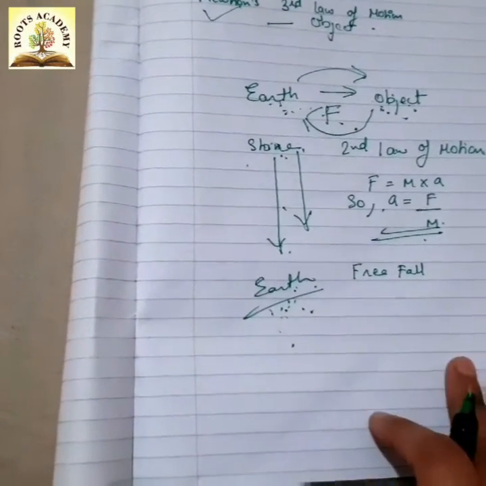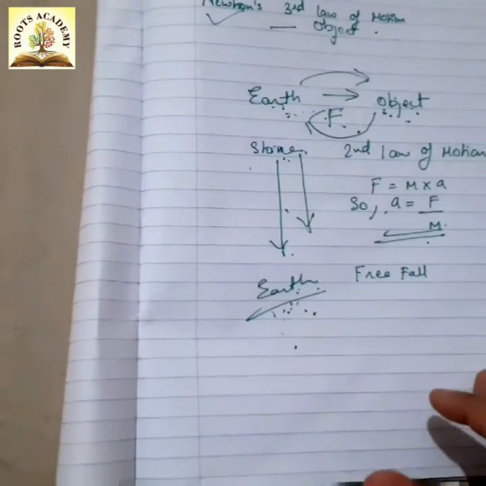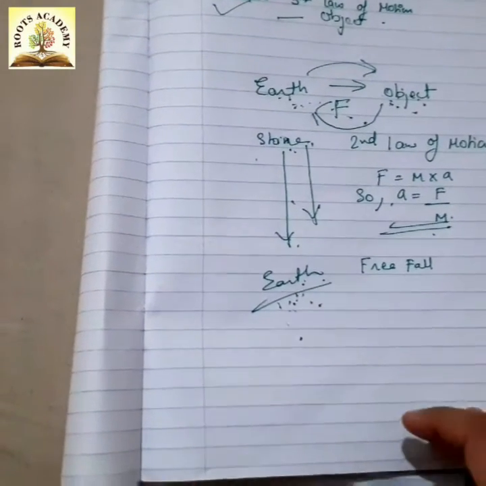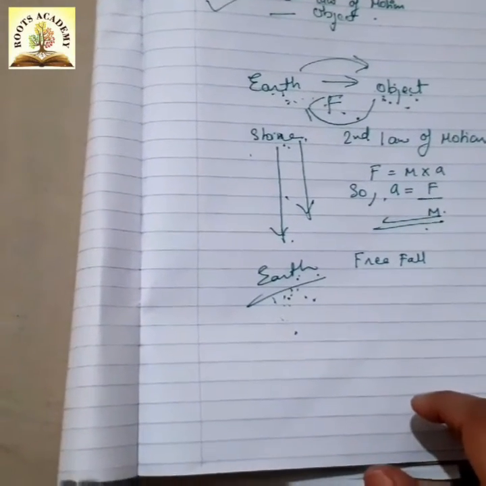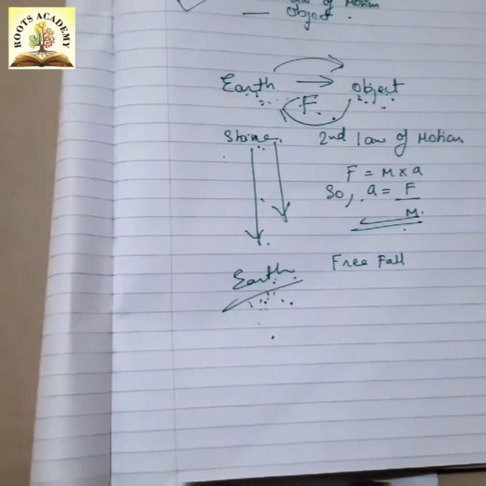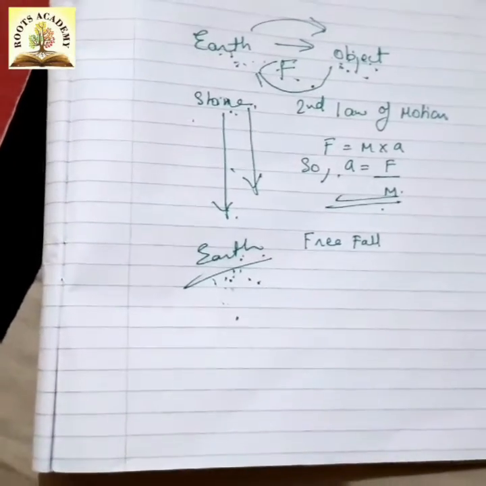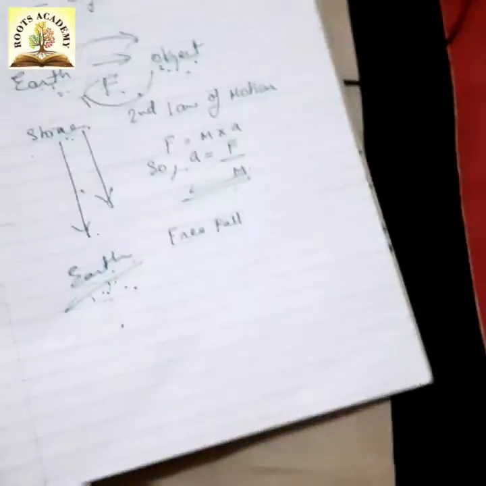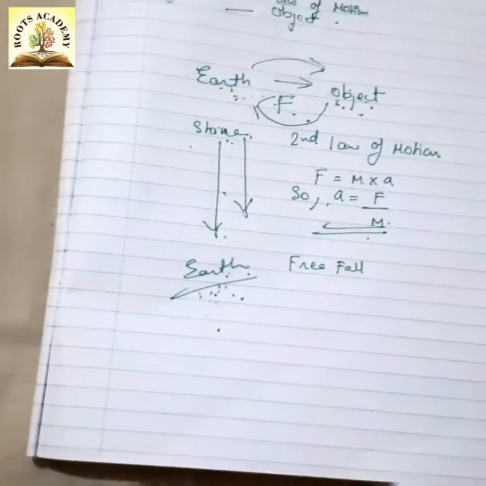When any body is dropped from a height, it is coming down under the influence of gravitational force. That is called a freely falling body. So we have understood the concept of free fall.